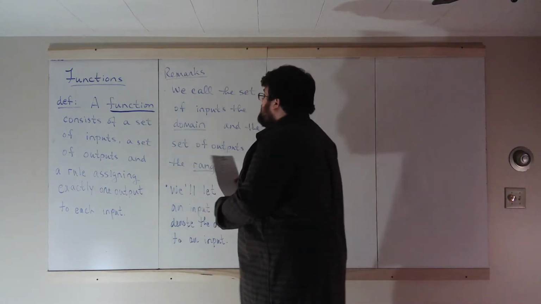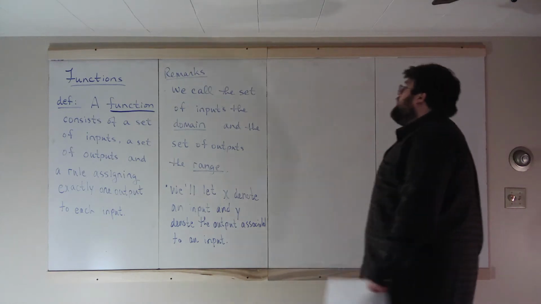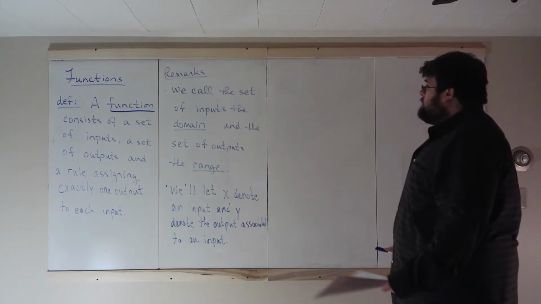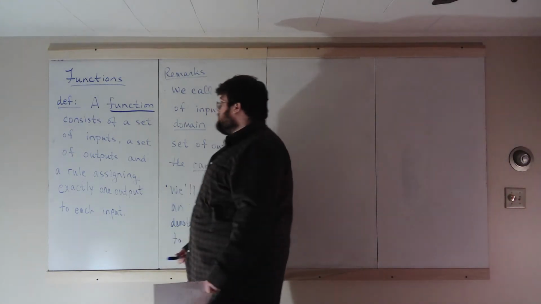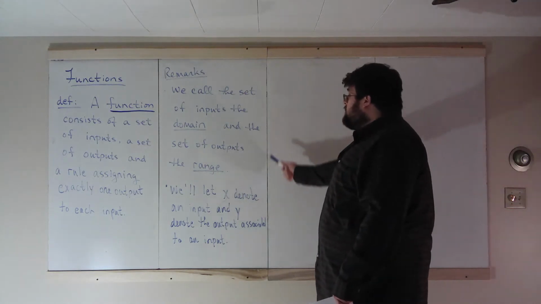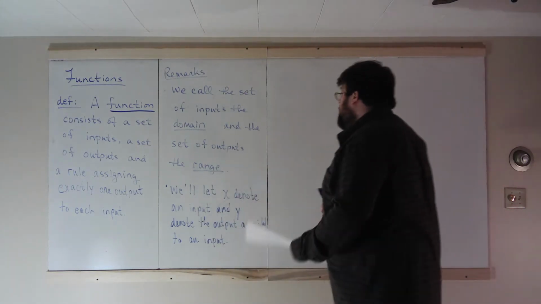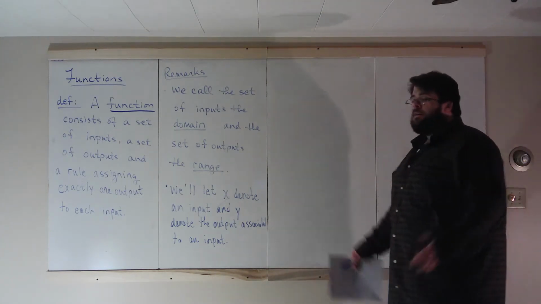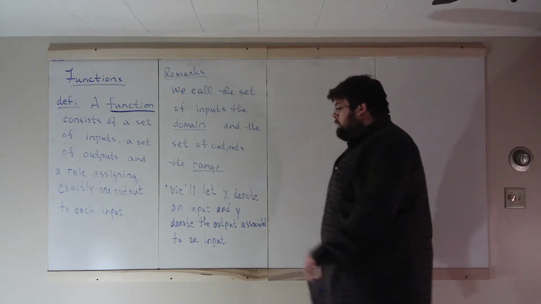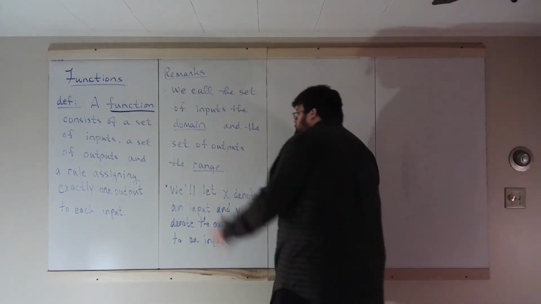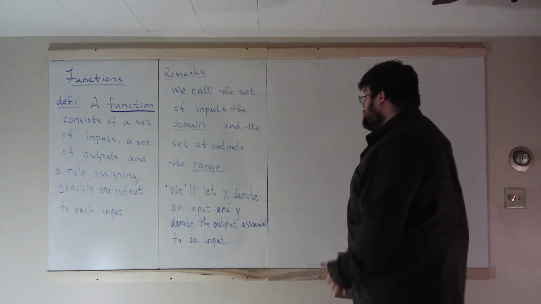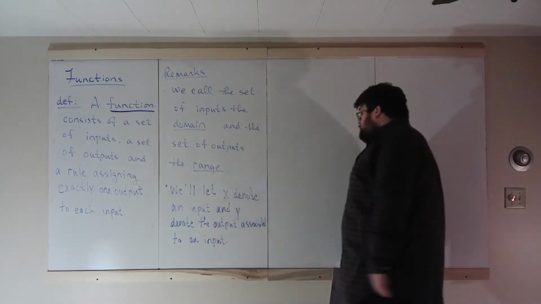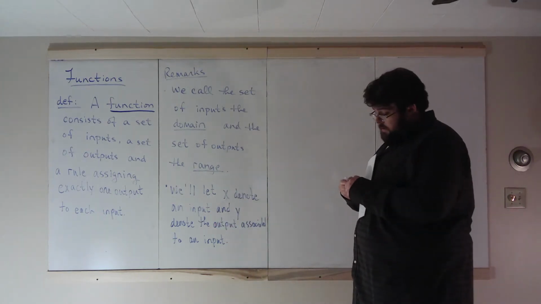But before that, let's set a little more of the language. And I have these as remarks. So first, we call the set of inputs the domain of a function. And we call the set of outputs the range of a function. And for our purposes, we'll largely be considering functions on the Cartesian plane with x's and y's. We'll let x denote each input, and we'll let y denote the output associated to an input.